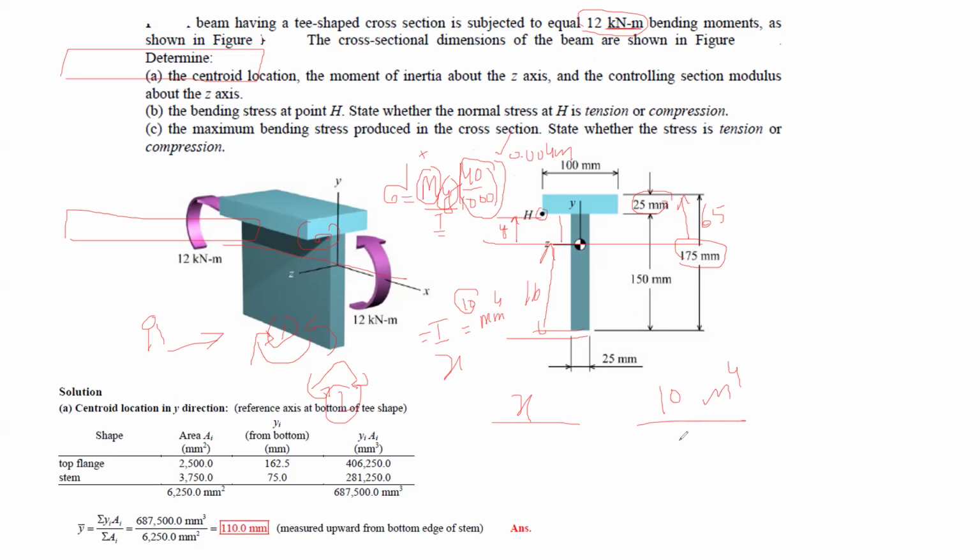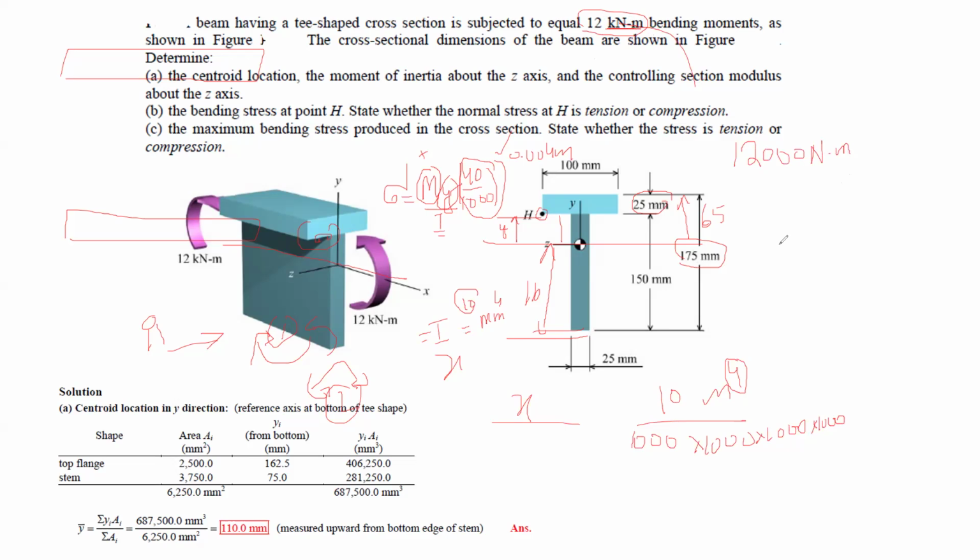What should I do here? How many times do I need to divide by 1000? So remember, there are four millimeters, right? So I need to divide this thing 4 times because there are actually 4 dimensions in millimeter. So each one needs to be converted, right? And then this 12 should be written as 12,000 Newton meter.